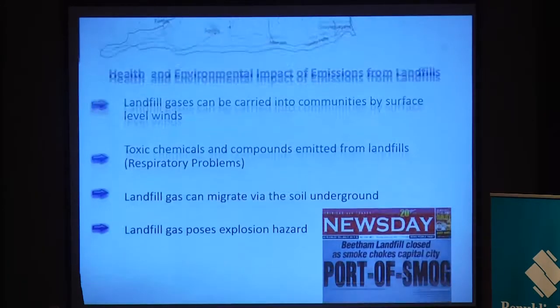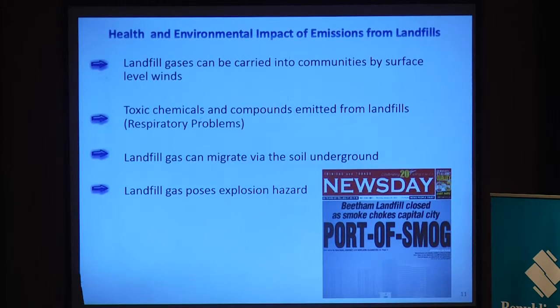Now it is identified that landfills have negative impacts on the environment. Surface winds can carry landfill gas into communities, and the toxic elements from the atmosphere can cause respiratory problems in persons located close to these landfills. Also, landfill gas can migrate underground and can pose an explosive hazard to nearby homes and manholes. However, how can we prevent this from happening?